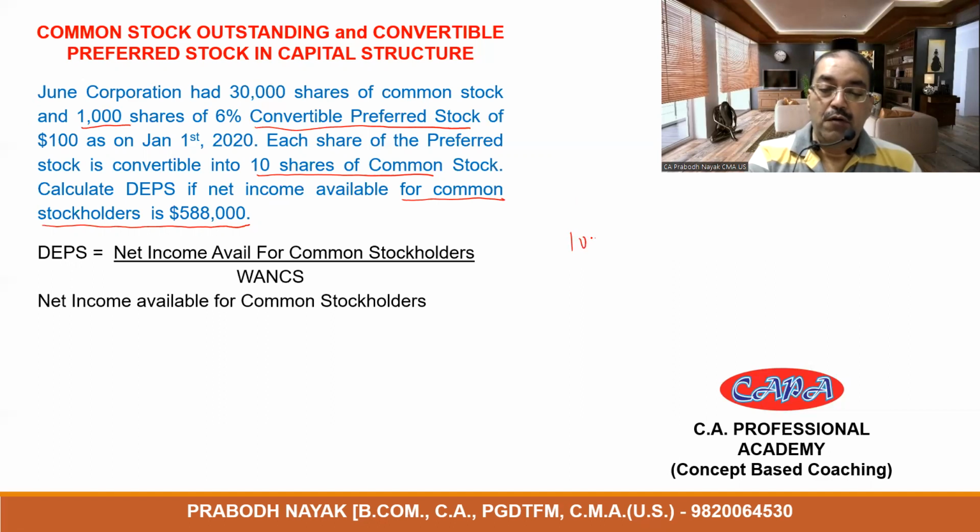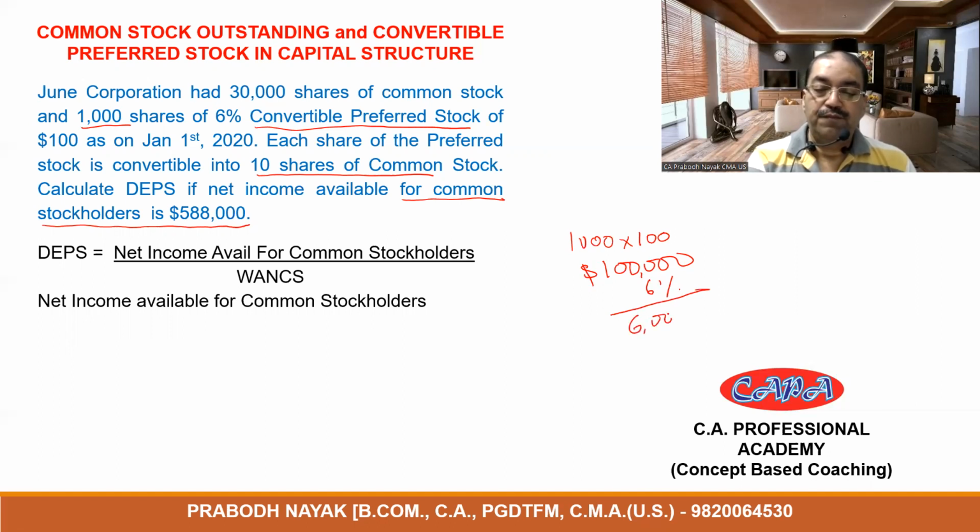1,000 preferred stock shares are there at $100 each. So you have $100,000, and 6% of that will come to $6,000. So in future, your $588,000 will increase by $6,000 because no preference dividend is to be paid in future. So I say 588,000 plus 6,000.